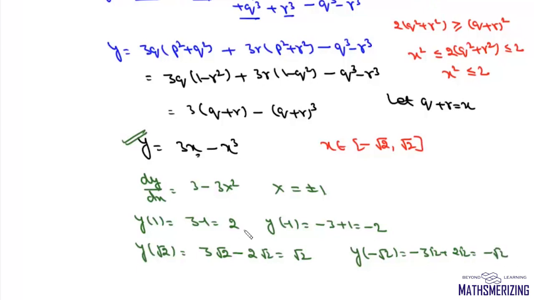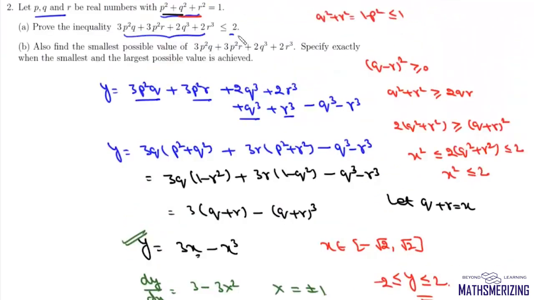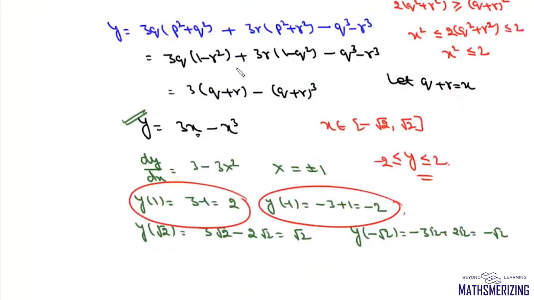Now among these 4 values, this is the absolute maximum and this is the absolute minimum. So from here we can say this y will always lie between minus 2 and plus 2, which also proves our first part, that is, this expression is less than 2. Now we have to specify exactly when the smallest and largest possible value is achieved. So we are going to achieve this smallest and largest value when the value of x is plus or minus 1. If we put x as plus or minus 1, we'll get this condition that the value of q plus r should be plus 1 or minus 1.